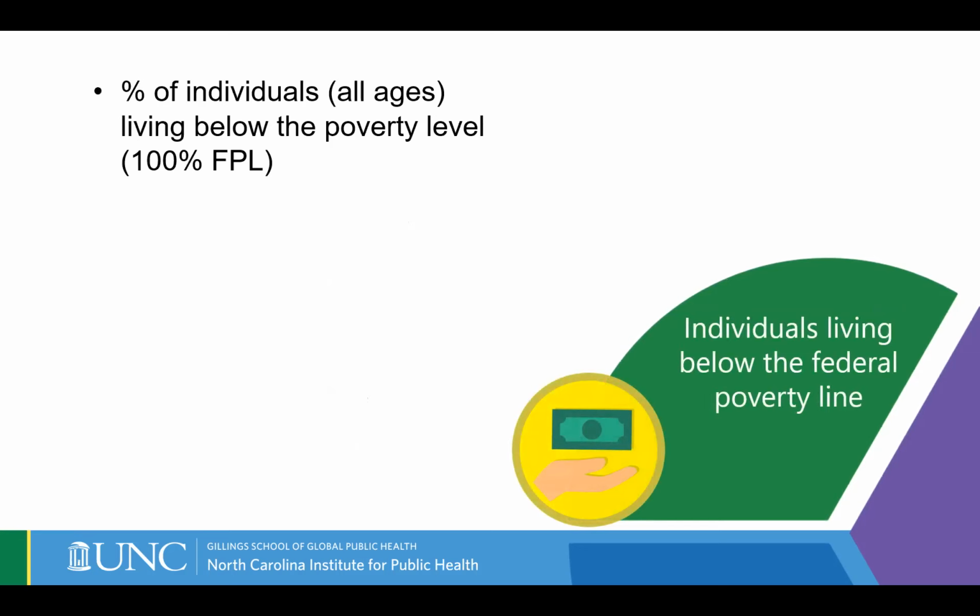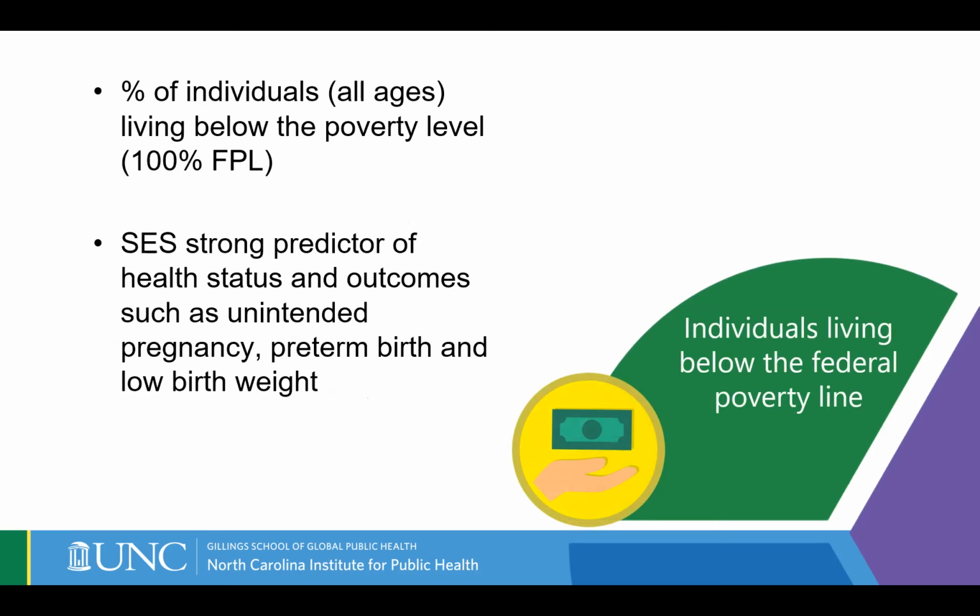The next indicator we looked at is individuals living below the federal poverty line. In contrast to the household level, this indicator measures poverty on the individual level. Note that we are looking here at the percent of individuals in a given census tract that are living below 100% of the federal poverty level, which is a function of the household size. Poverty contributes to chronic stress, unsafe living conditions, lower educational attainment, and reduced access to health care. Socioeconomic status is a strong predictor of health status, including outcomes such as unintended pregnancy, preterm birth, and low birth weight.